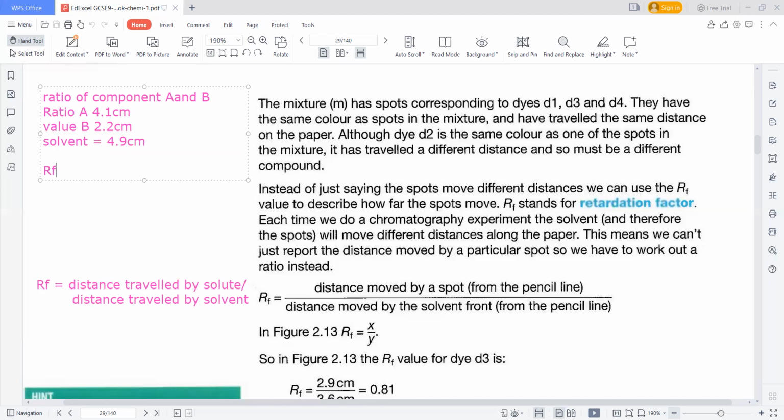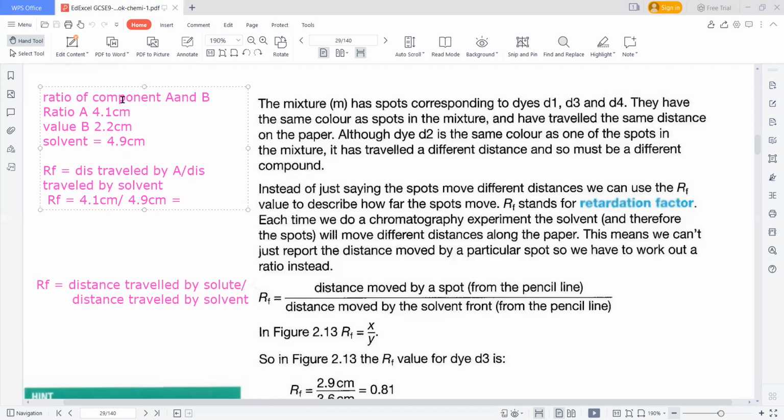Now, you take the distance traveled by solute A divided by the distance traveled by solvent. RF is equal to, for A, 4.1 centimeter divided by 4.9. It could be any value, I'm not sure about it, it will be a random point.